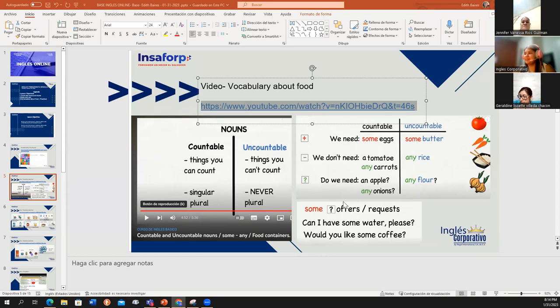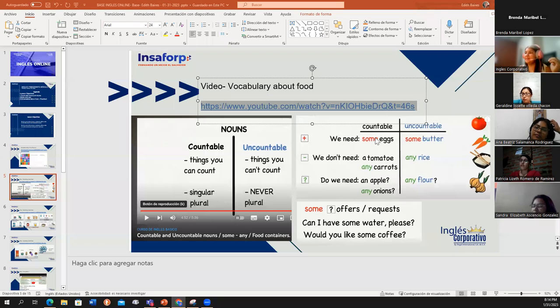¿Qué otra forma podemos utilizar? Some, offers or requests, ¿verdad? Si ofrecemos algo o pedimos algo. Can I have, teacher, some water, please? Y some lo ocupamos también para cuando nos referimos a algo en plural. Any también lo podemos utilizar cuando hacemos una pregunta, ¿ok? Plural, que puede ser contable o no contable. Igual con el some, lo podemos usar como contable o no contable, dependiendo de cómo lo vaya a usar, ¿ok?